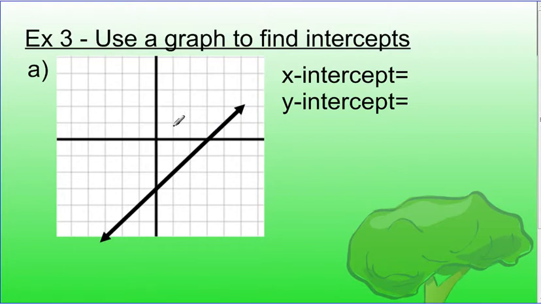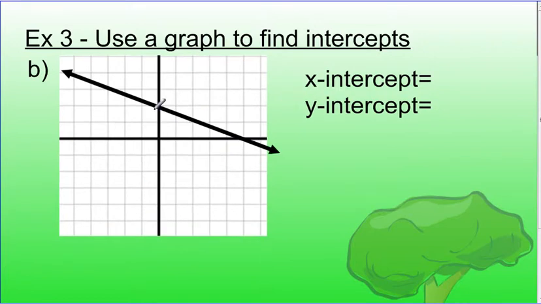So let's see, this letter A, it crosses the y-axis there, it crosses the x-axis there. So my x-intercept is at 1, 2, 3. My y-intercept is at negative 1, -2, -3. That's literally it. That's the entire problem. That's how simple this part is.